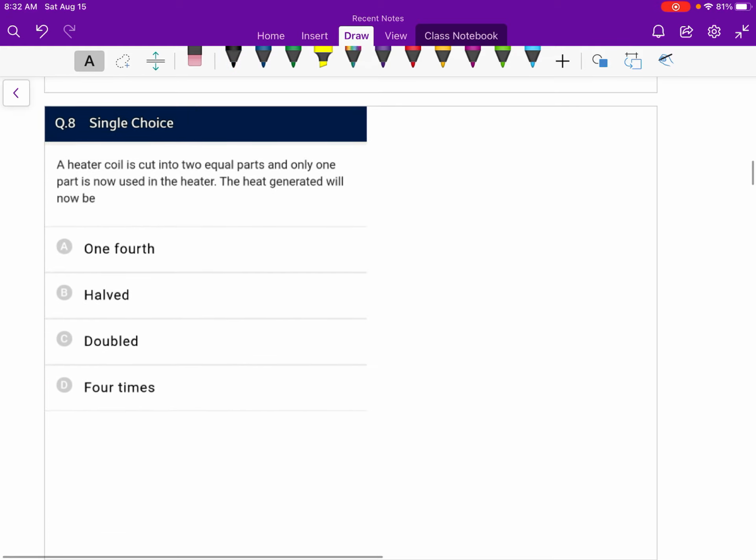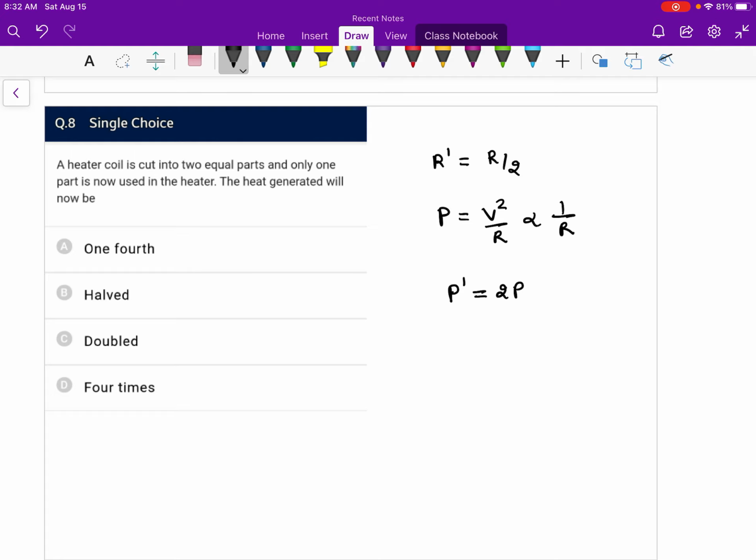So a heater coil is cut into 2 equal parts. The heat generated will be, so the new resistance of one part will be R by 2. So power, which is V square by R, is proportional to 1 upon R. As resistance has become halved, power will be twice, so doubled.